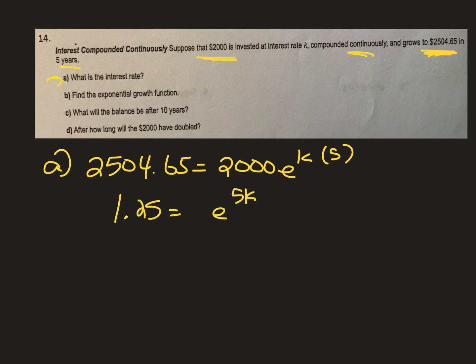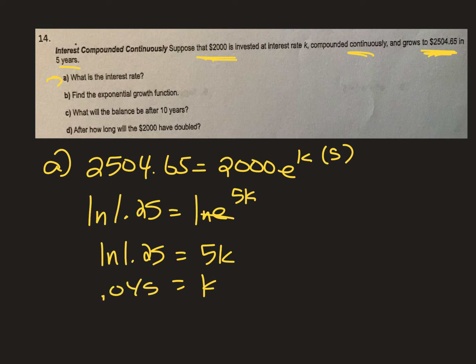Now to make the E go away, obviously you're going to do natural log both sides. So I'm going to do natural log of each side. And over here, obviously it goes away like we talked about, which gives me this. So my answer for K, which is really the answer to part A, is I'm going to punch in natural log of 1.25 divided by 5, and I get 0.045. So part A says, what's the interest rate? The interest rate is actually 4.5%. So that's the answer to part A.